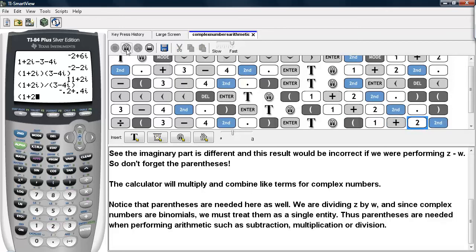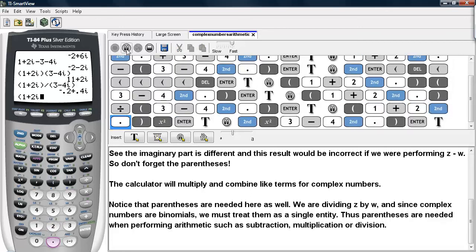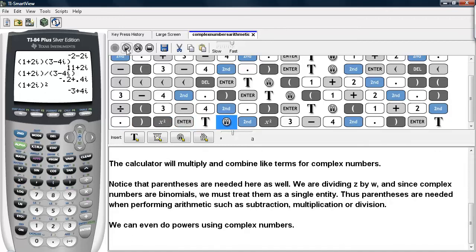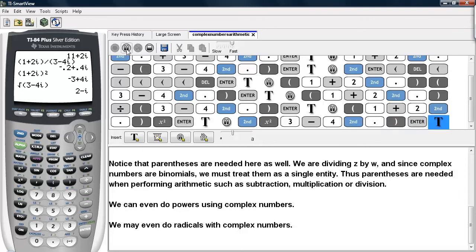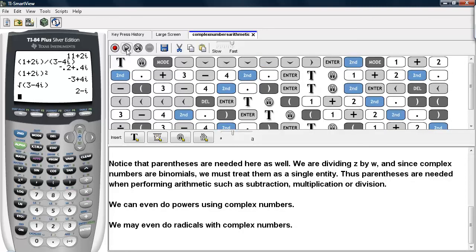So what happens here if we raise it to a power like a square? Will it still work? Yes, it does. We can even do powers on the calculator using complex numbers. What if we wanted to take the square root of a complex number? The calculator can even do radicals with complex numbers.